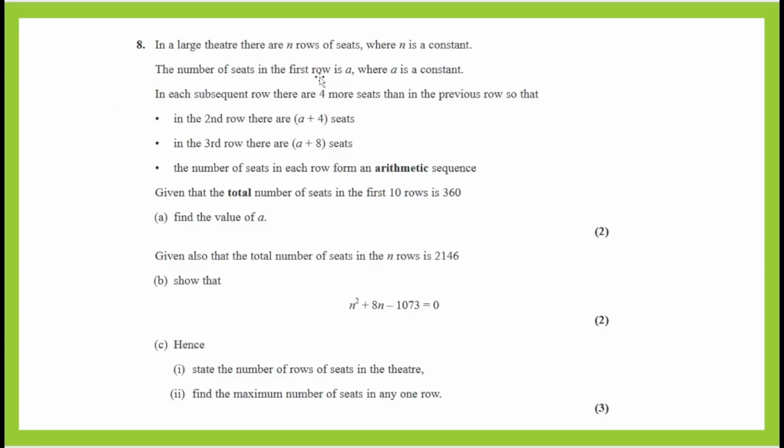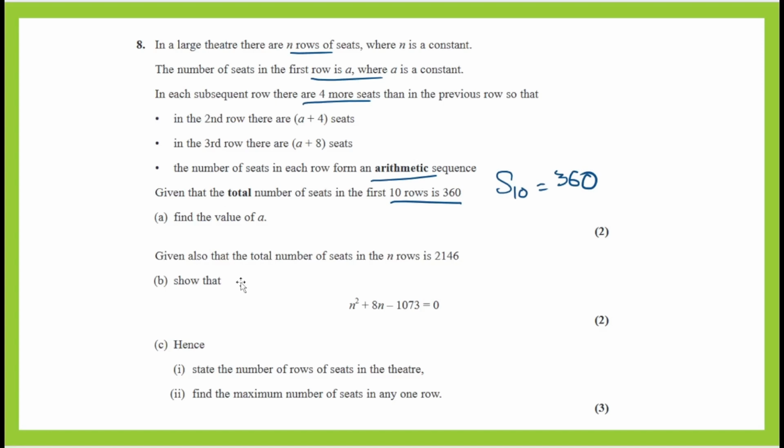Next, the eighth one. In a large theatre, there are n rows of seats. The number of seats in the first row is A. In each subsequent row, there are 4 more seats than in the previous row. Also given that the number of seats in each row forms an arithmetic sequence. Also it is given that the total number of seats in the first 10 rows is 360. That is, S10 is 360.